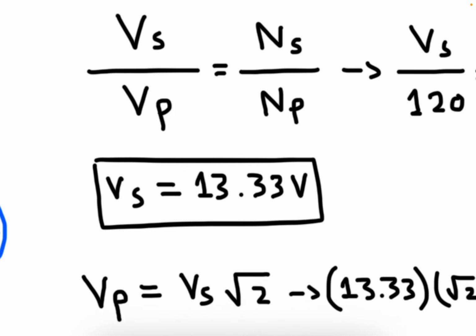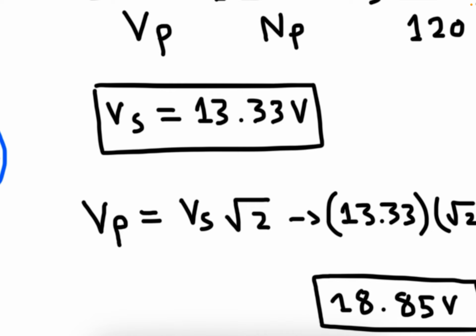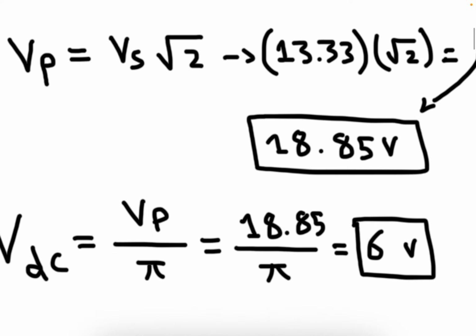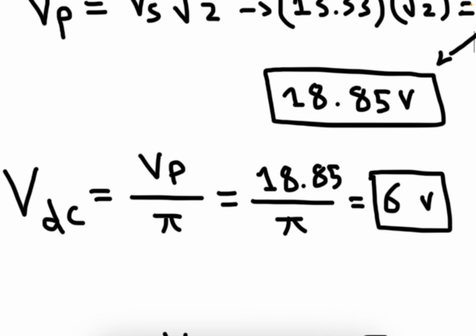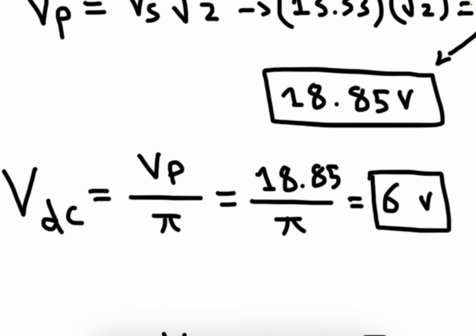13.33 volt. Now if we want to calculate the peak voltage, which is equal to VRMS multiplied by root 2, and we have VRMS equal 13.33 volt, so it will be 18.85 volt. Now we want to calculate the DC voltage, which is equal to V peak divided by pi, which is equal to 18.85 divided by pi, which is equal to 6 volt.